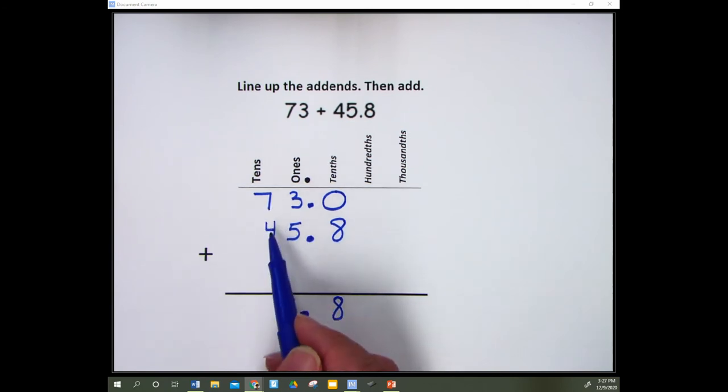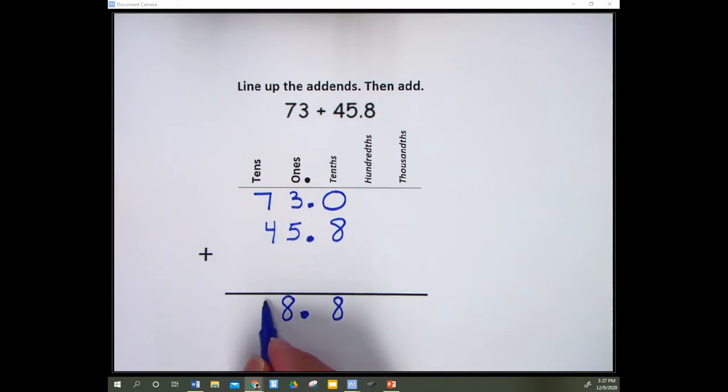7 tens plus 4 tens would be 11 tens, and that's the same as having 1 hundred and 1 ten. So our sum would be 118 and 8/10.